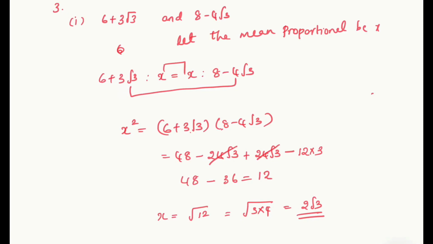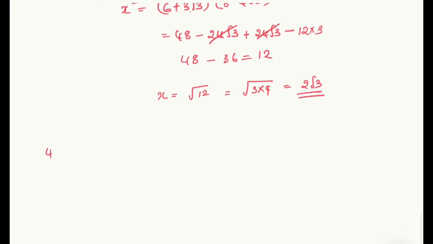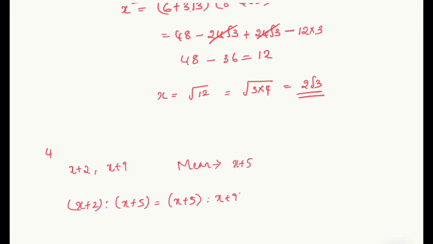Okay. The second question of that you can do as homework. Now coming to the fourth one. Fourth main: if x plus 5 is the mean proportional between x plus 2 and x plus 9, find the value. So extremes are x plus 2 and x plus 9, and the mean proportional is given as x plus 5. How do we express this? x plus 2 is to x plus 5 equals x plus 5 is to x plus 9.